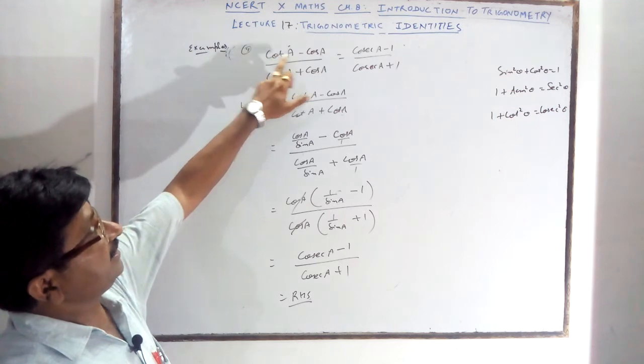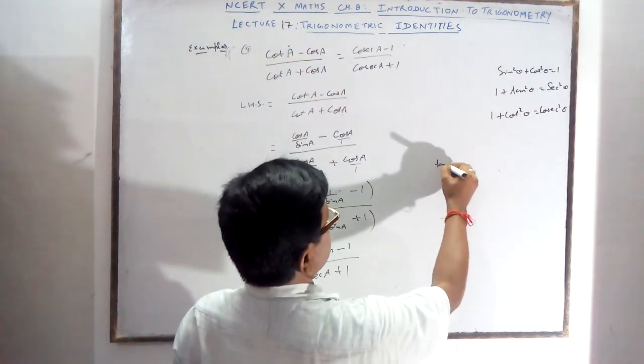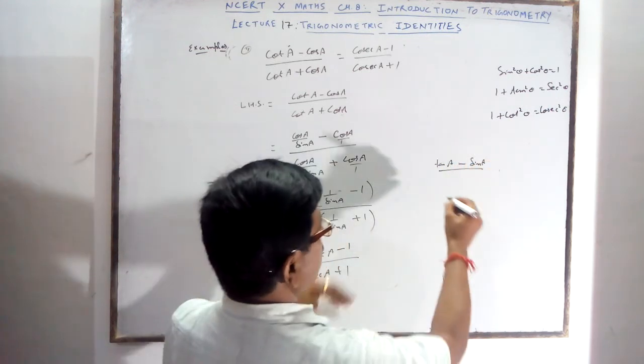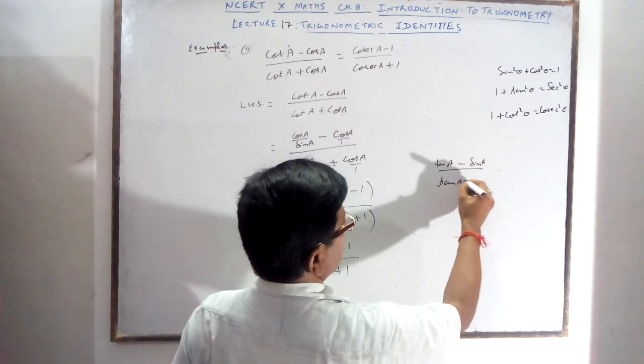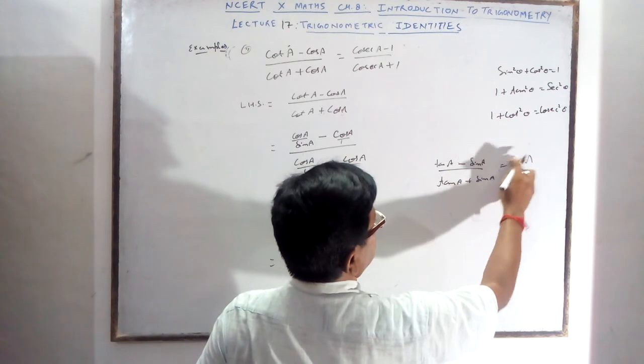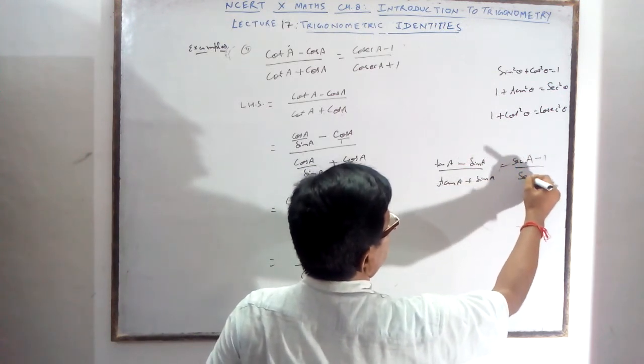And like here, if tan is given, what will you get? You can change and form the question yourself. You can get here tan A minus sin A upon tan A plus sin A, and here you will get sec A minus 1 upon sec A plus 1.